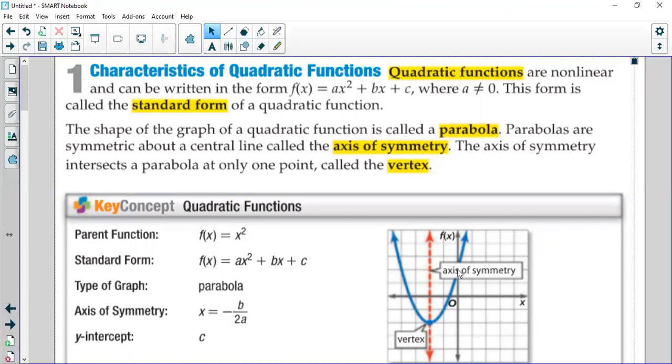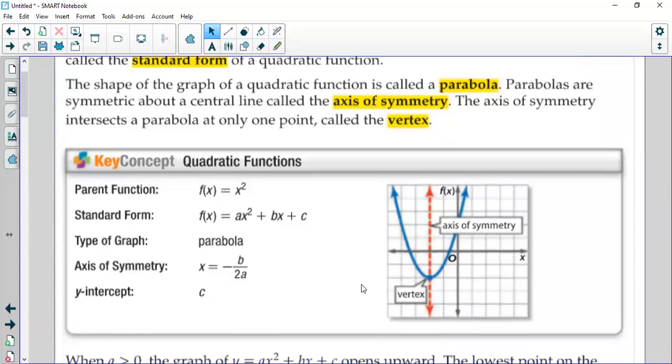Y-intercepts are important parts of any graph. Notice this also has some x-intercepts. They're not whole numbers in this case. We'll discuss what they are. But x-intercepts are going to be important. And then this point at the vertex is also going to be important. These are all characteristics we're going to talk about today.